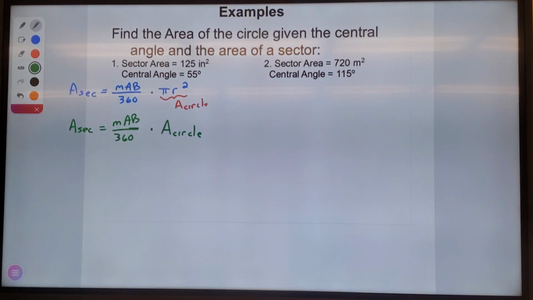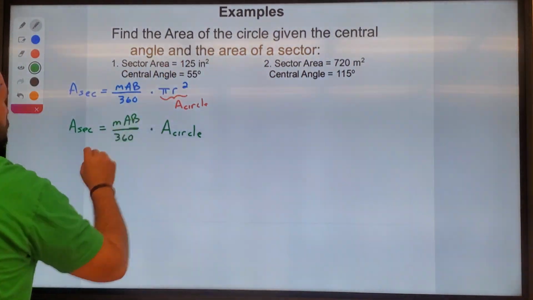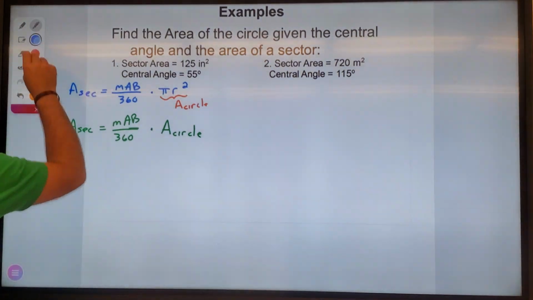Okay, so keep them separate. Make sure you understand which one is the area of a sector and which one is the area of a circle. Okay, and we plug in the information we know. We know the area of a sector is 125. So this is going to be 125.